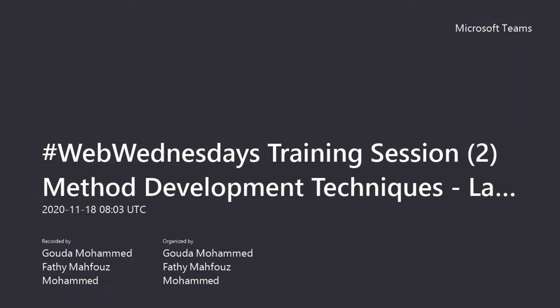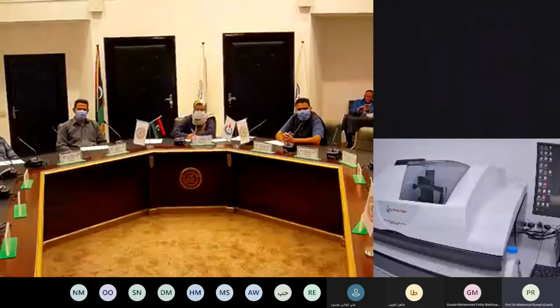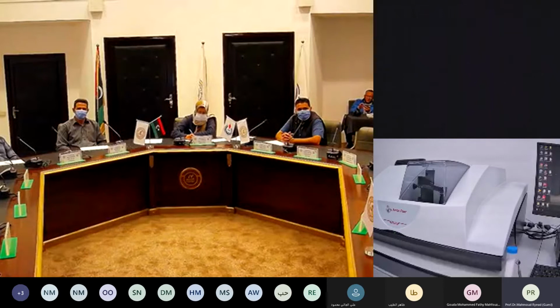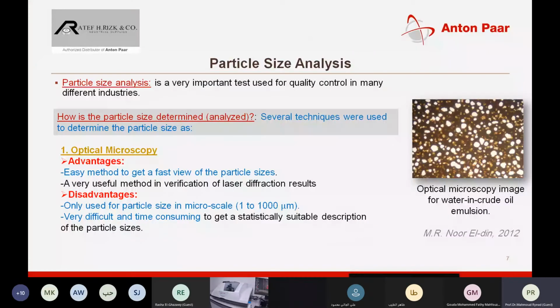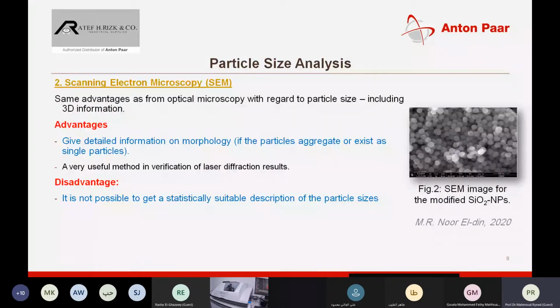Disadvantages: it is only used for particle size in the microscale, from 1 to 1000 micrometers. Very difficult and time consuming. Second technique for particle size analysis: scanning electron microscope, or SEM. The advantage of this technique is that it gives detailed information on morphology, whether particles are aggregated or exist as single particles. The disadvantage is that it is not possible to get a suitable description of particle size.